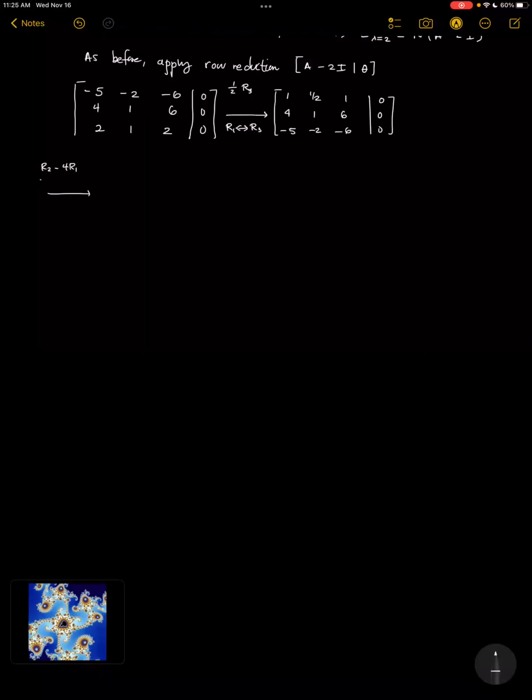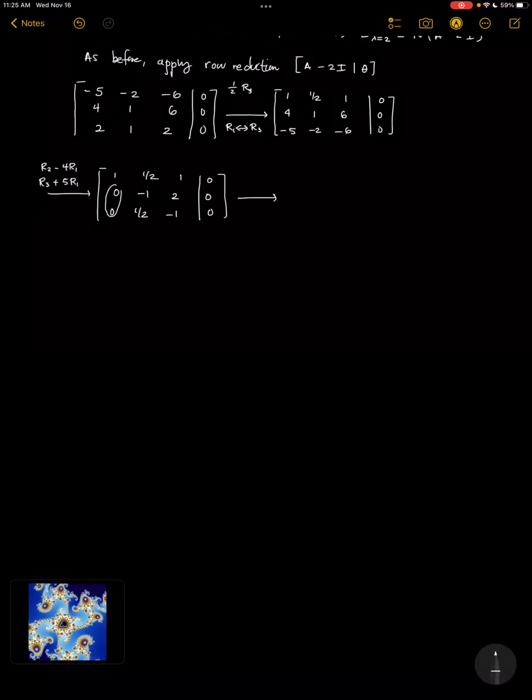Then from here, we apply two operations. First, to row 2, we subtract 4 times row 1. And to row 3, we add 5 times row 1. And we obtain the following: 1, 1/2, 1, 0; 0, negative 1, 2, 0; 0, 1/2, negative 1, 0. Well, now from here, we're done with the elimination part on the first column. We move to the second.